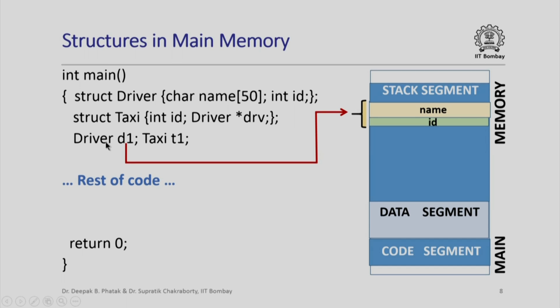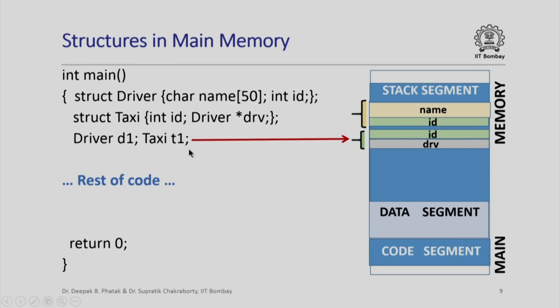D1 is a variable of structure type driver, and this is a local variable of main. So space for it is going to be allocated in the stack segment, and in this space there will be space for the member name and space for the member ID. The sizes of these two rectangles here are not drawn in proportion. We will consider that this space is adequate to store 50 bytes for the character array of size 50, and this space is adequate for storing 4 bytes for the integer member ID.